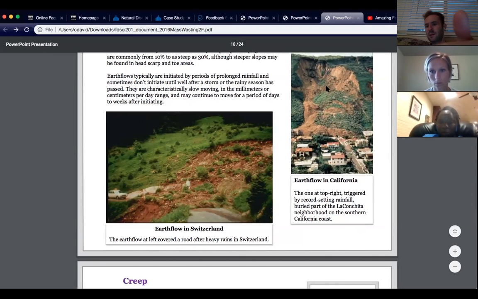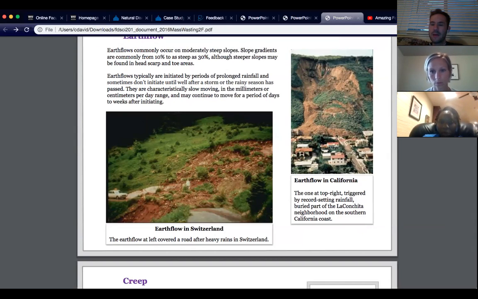flow, and you can see it looks just kind of like a wall of earth that just slid down the side of the mountain. And these can move really quick as well. That was relatively slow compared to how fast La Conchita came down the side.